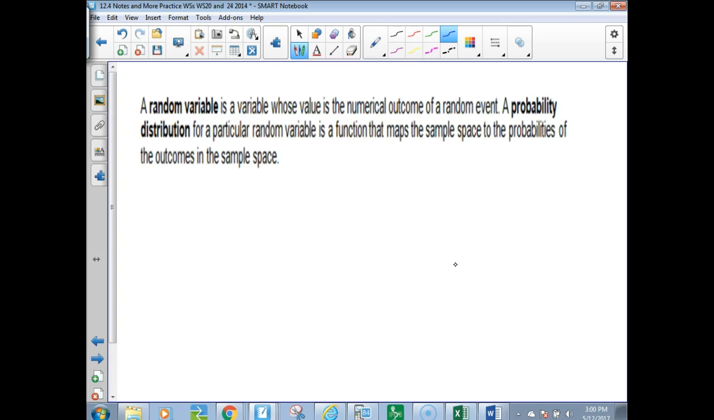Okay, a random variable is a variable whose value is numerical, the numerical outcome of a random event. Okay, it's on the next page. A probability distribution for a particular random variable is a function that maps the sample space to the probabilities of the outcomes in that sample space.